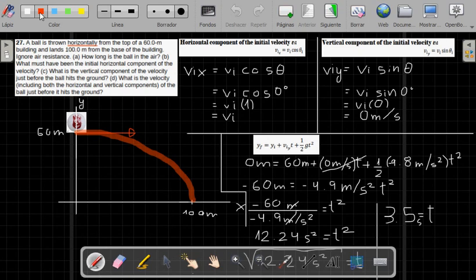What do we have to do? We have to find a formula that includes both horizontal and vertical components of velocity at the same time.